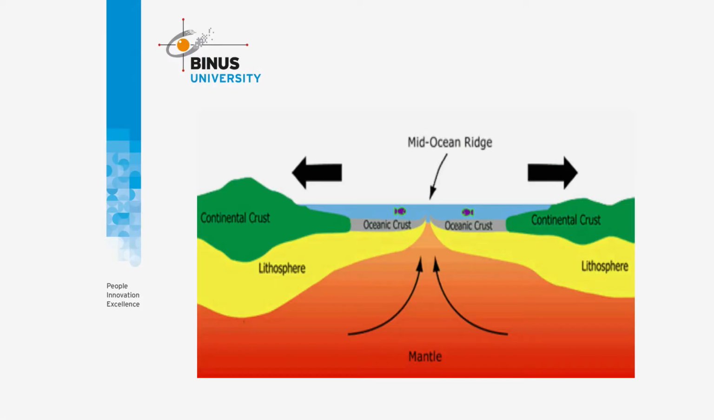This could also occur under the continent plates, but it is unlikely to happen because the continent plates are thick. This is the scheme of a mid-ocean ridge, which shows the lithosphere, continental crust, and also mantle. Convergent boundaries. The two tectonic plates move closer to each other.